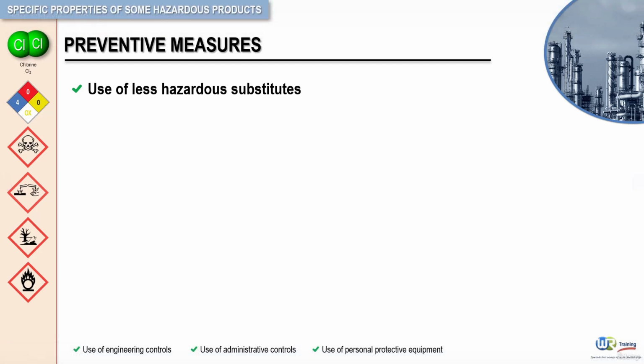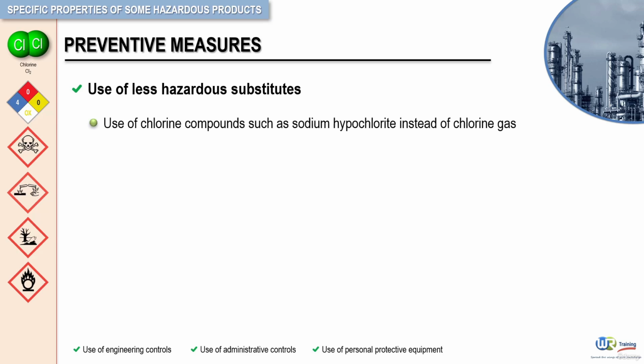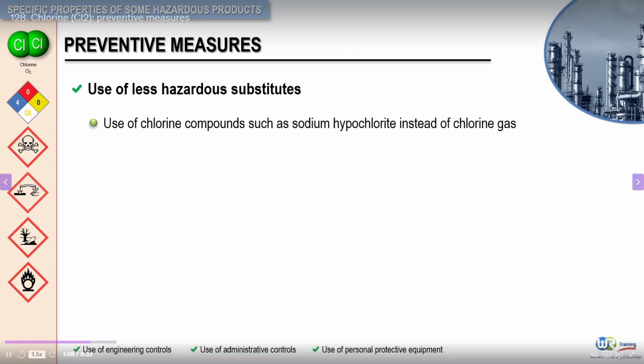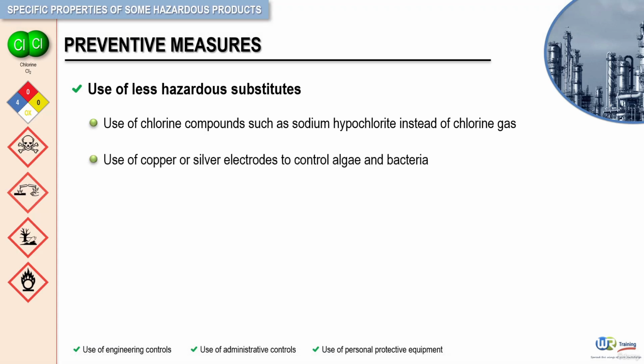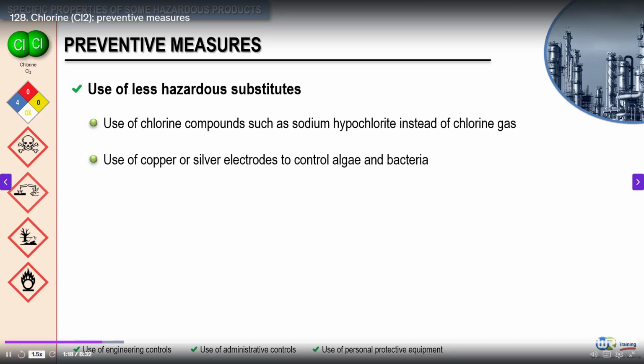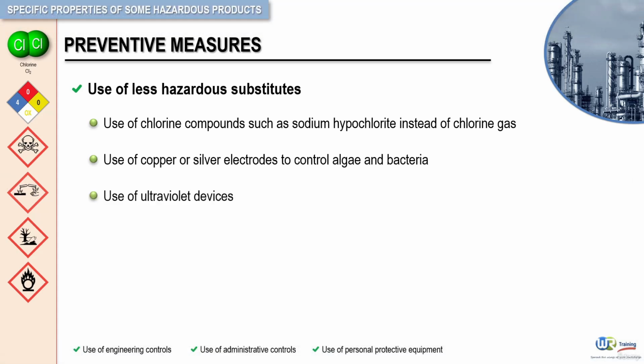One option to control exposure to chlorine is to use other chemicals when practicable. For cases where chlorine is added to water for sanitation or treatment, there are a number of options. Some examples include use of chlorine compounds such as sodium hypochlorite instead of chlorine gas. Use of copper or silver electrodes, where copper is used to control algae and silver will control bacteria. Or use of UV generators for sterilization and water treatment.